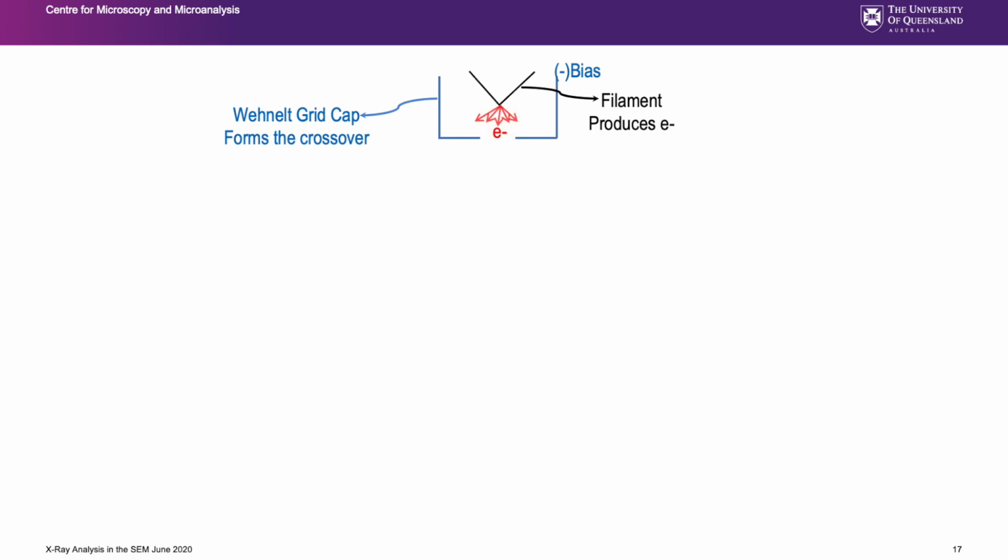Over the filament, we have this thing called a grid cap or a Wehnelt assembly. It has a negative voltage or bias with respect to the filament, and that forces the electrons that are emitted to deviate away from it and focus themselves in the small hole in the centre. That is called the crossover point or the virtual source.